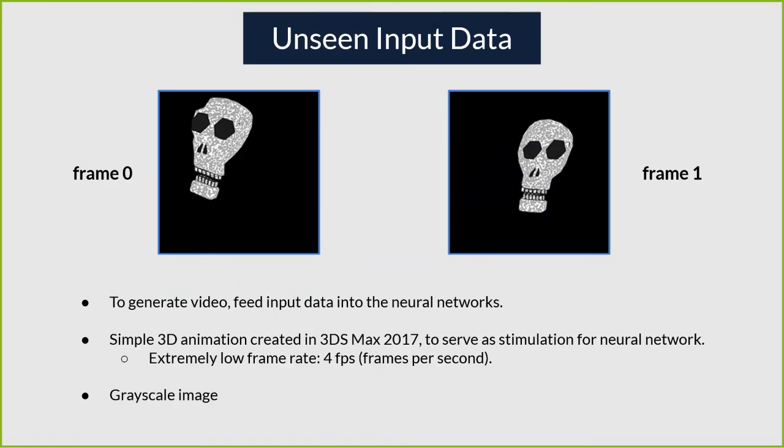So, to generate the video, we need to feed input data into the neural network. And as such, we created a very simple 3D animation in 3ds Max to serve as stimulation for the neural network. And we explicitly set the frame rate of this animation very, very low, at 4 frames per second. And this 3D animation was also grayscale. We set the frame rate so low because we wanted the neural network to be doing the actual animating.